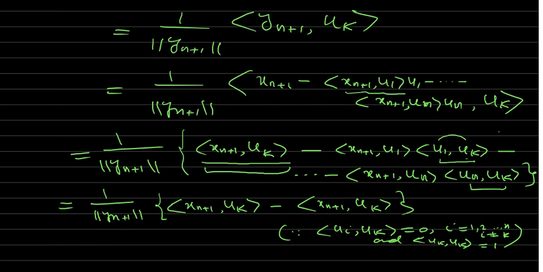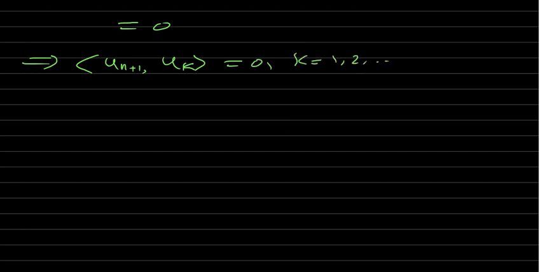So this is the difference of same scalars, in fact they are scalars here, so this is equal to 0. So that means we have seen that the inner product of u_{n+1} with u_k is 0 for k running from 1 to n. Therefore this set u1 to u_{n+1} is orthonormal.